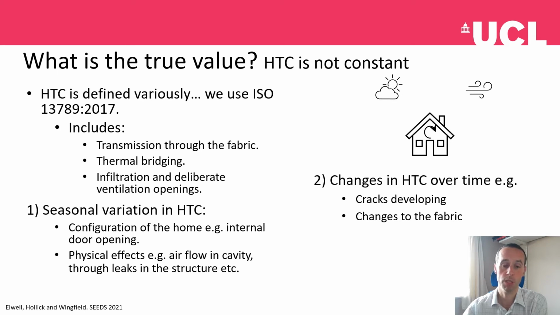The first one is seasonal variation, which we'd expect because of differences in ventilation. There's a really obvious cause here where internal doors may be opened differently in the winter from the summer, or in the shoulder seasons, or during different periods of occupation, or with different occupants in general. Of course, this leads to different airflows through the home, and then slightly separately, you've got airflow through cavities, through leaks in the structure, through the intended ventilation, and so on. And that all changes the HTC.